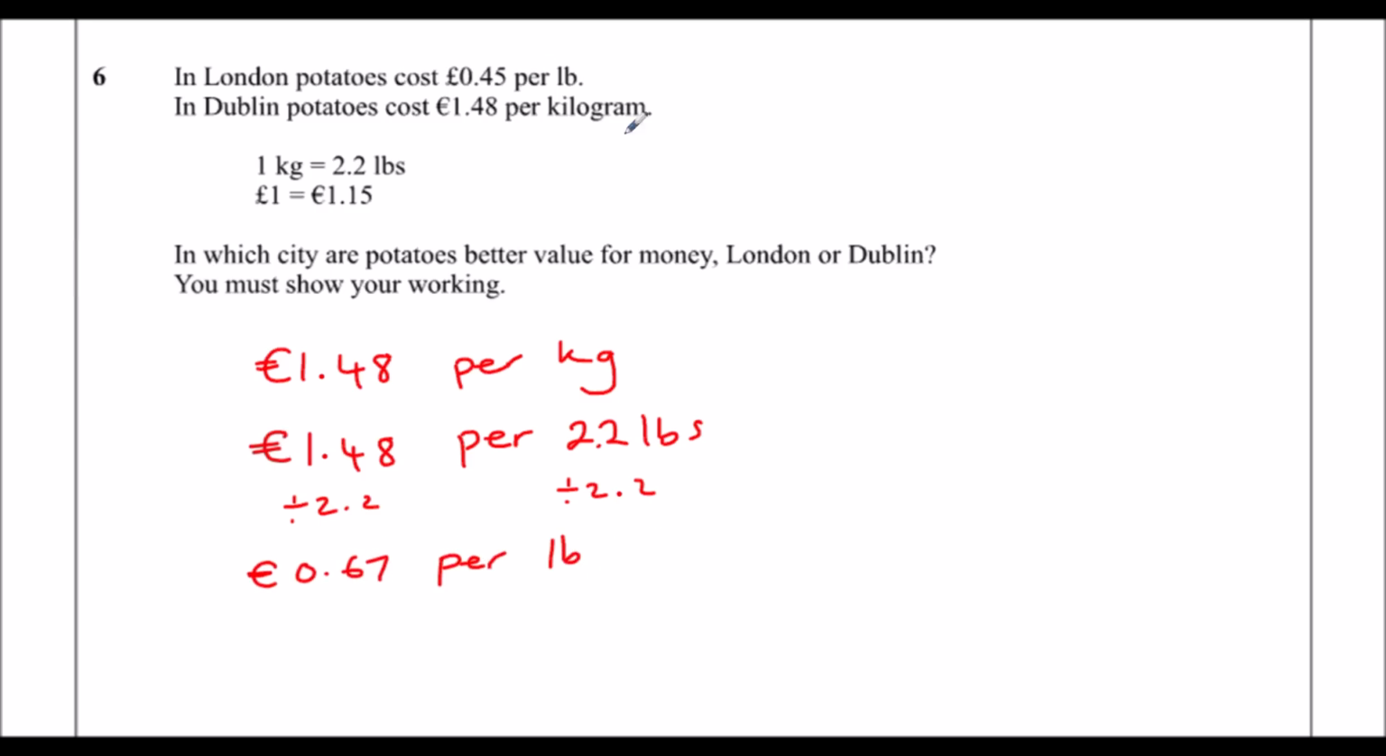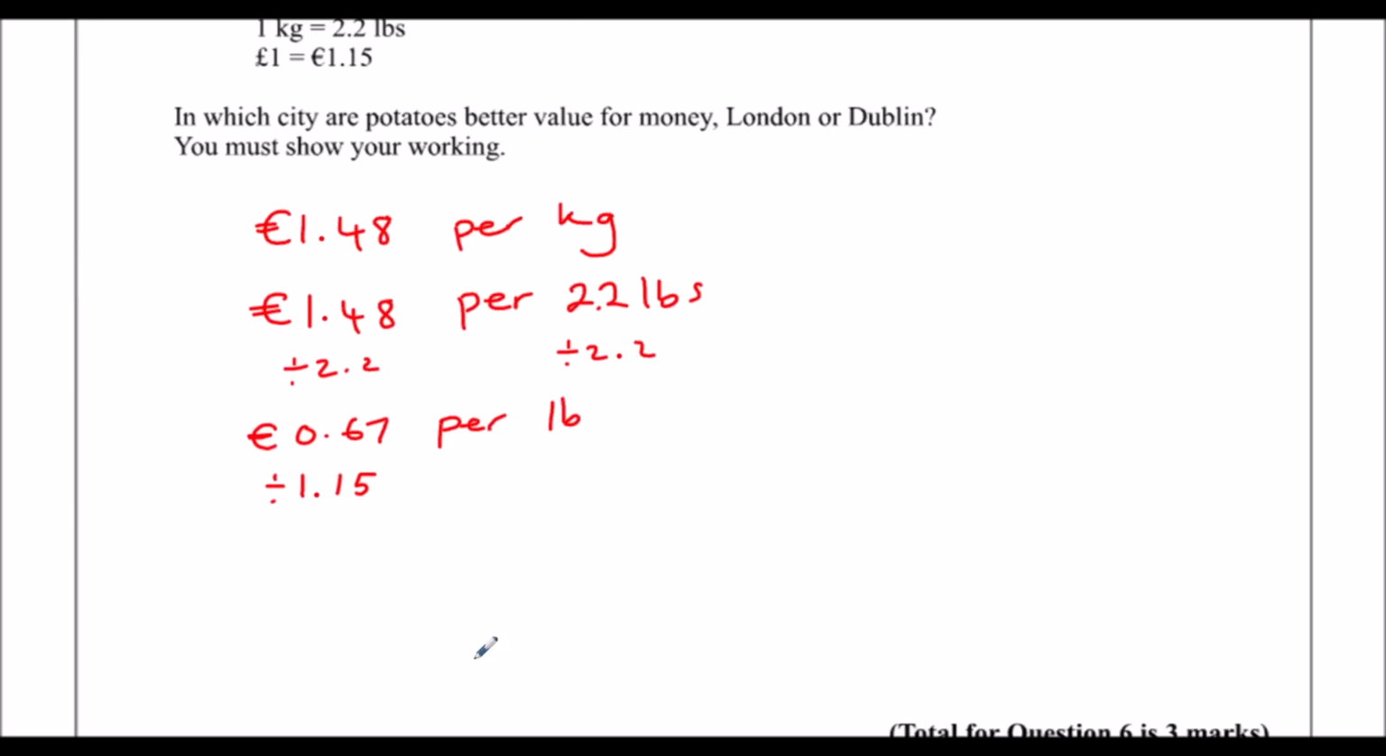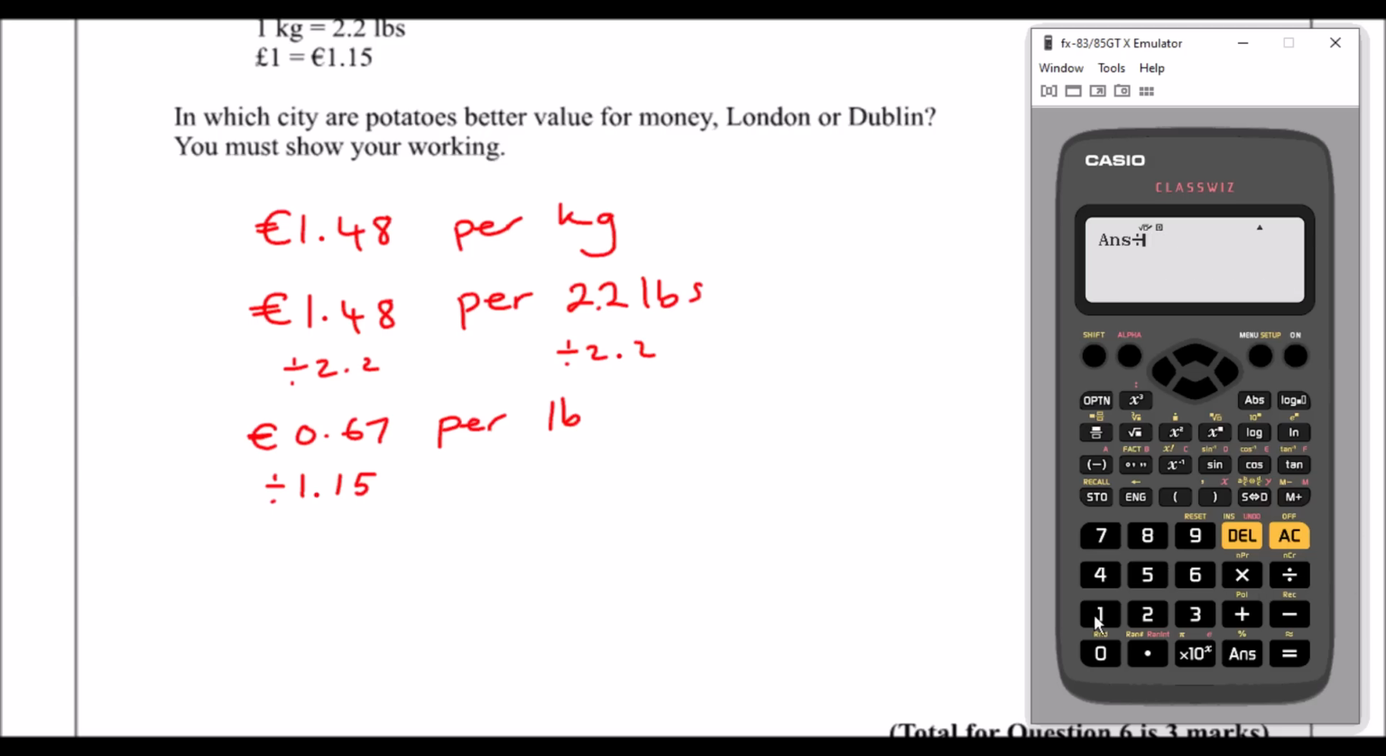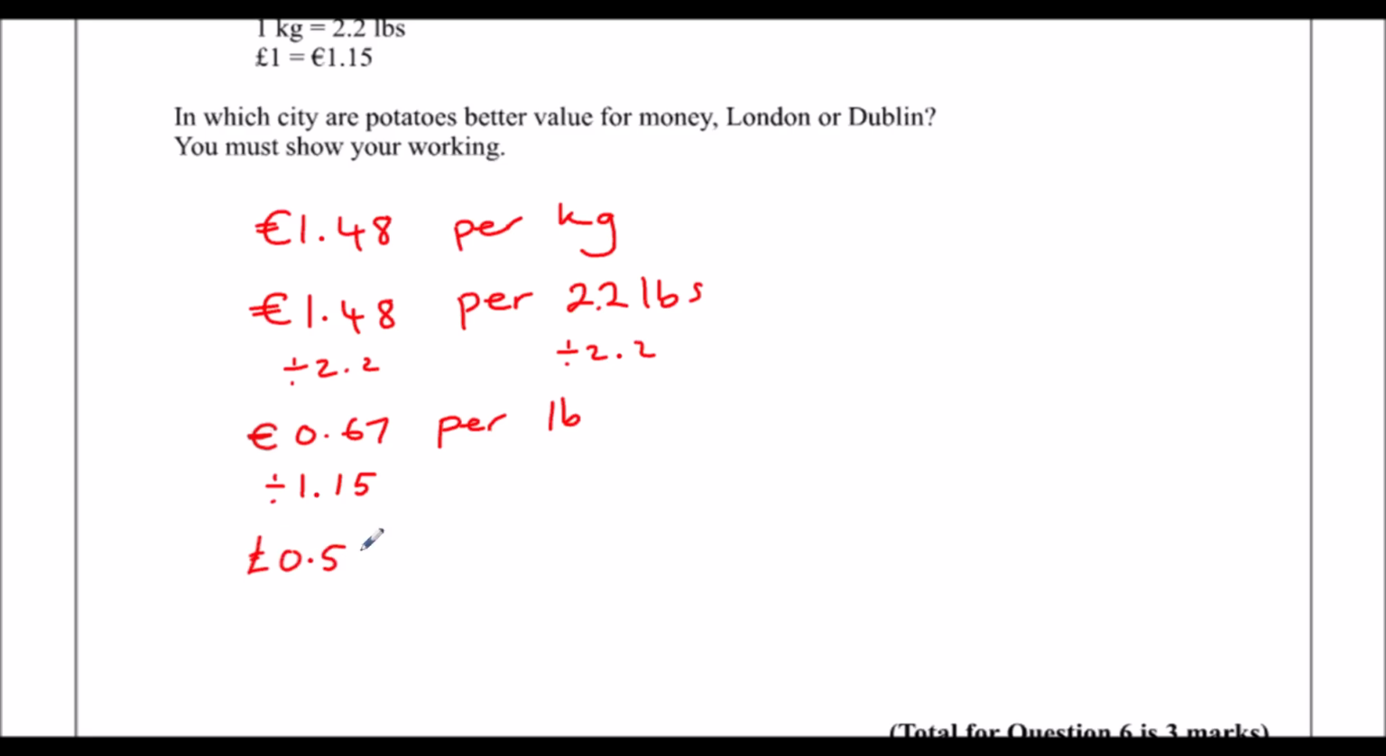So now they're both per pound. We just need to make them in the same currency. So we need to change from euros to pounds. So to go from pounds to euros, we multiply by 1.15. 1 times 1.15 is 1.15. To go from euros back to pounds, we divide by 1.15. So we are going to go from euros to pounds, so we're dividing. So divide our answer by 1.15. And that's to two decimal places, because it's money, 58p, so 0.58.